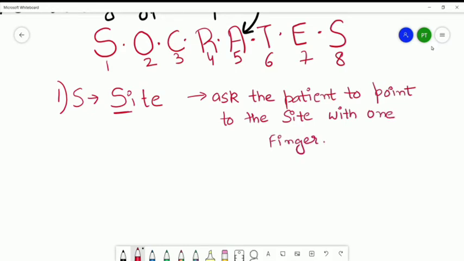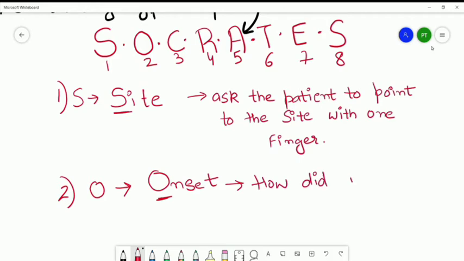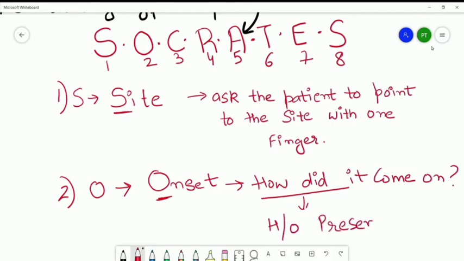Then secondly we have O. O is for onset. How did it start? How did the pain start? How did it come on? This means history of presenting complaints.